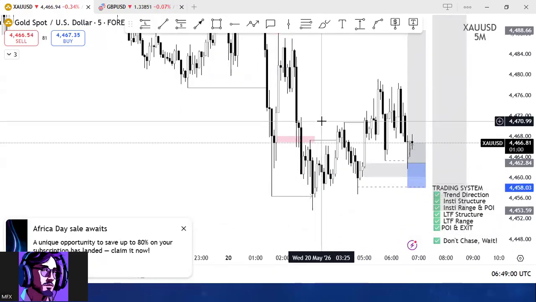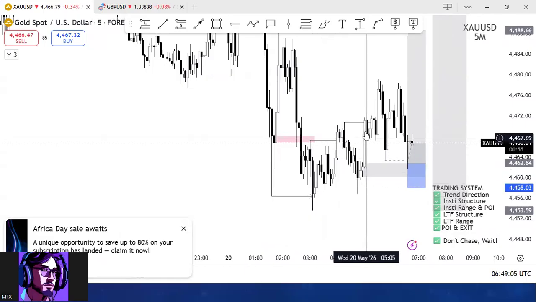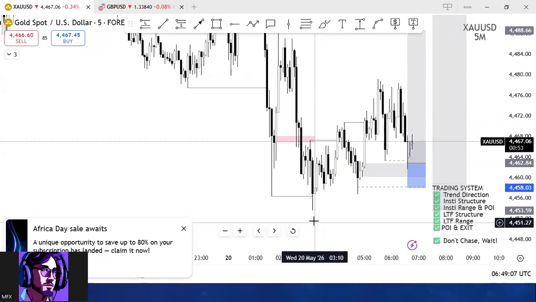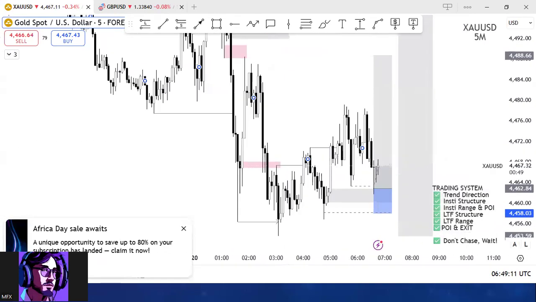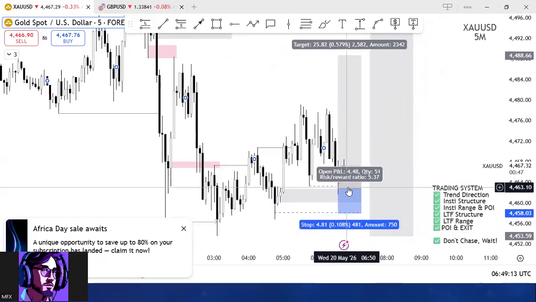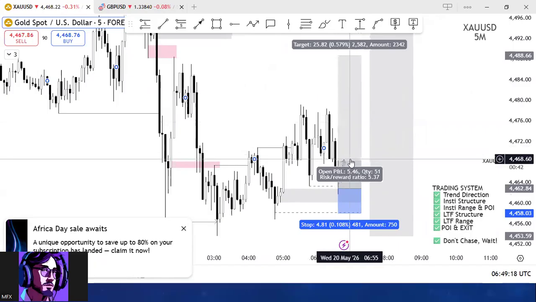And because of this, we saw a break of structure, a second break of structure, what I call MB1, MB2. And what do I expect? I expect price to at least close above this high. And that's what we are seeing right here.